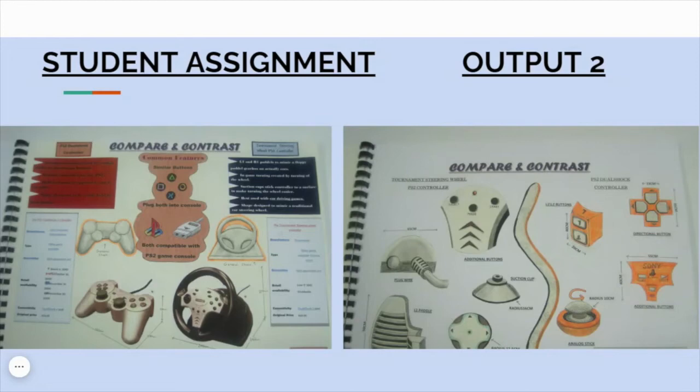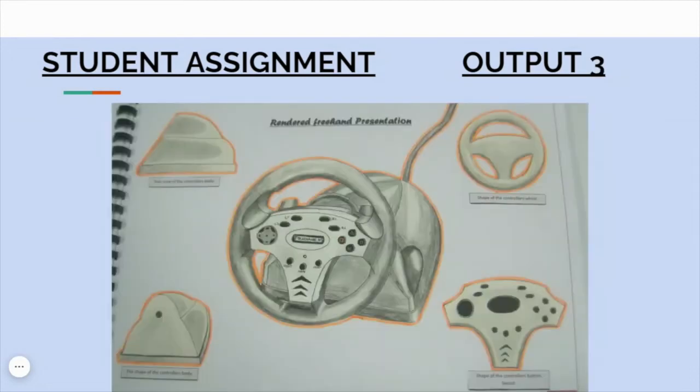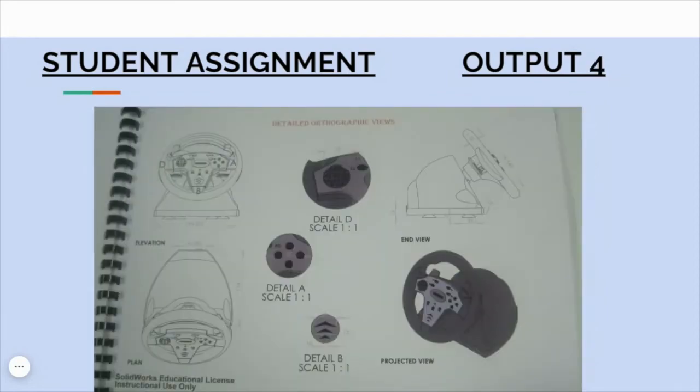So there's 9 outputs in total. The third output then, you get to show off your freehand sketching. If you're not very good at freehand sketching, this is something that will be developed over the 2 years that you're studying DCG. Output 4 then is your use of SolidWorks. So again, if you haven't used SolidWorks before, there's no problem. We'll be teaching you how to use it.